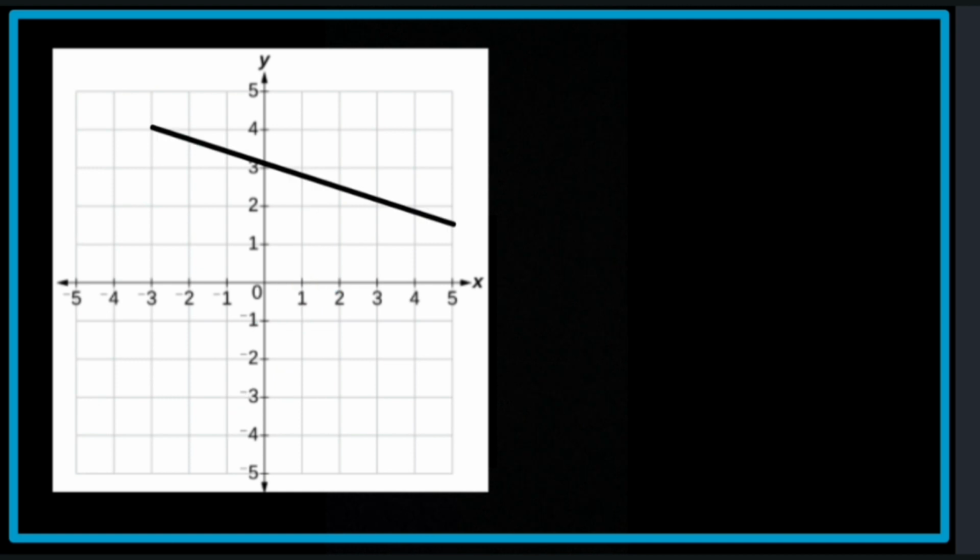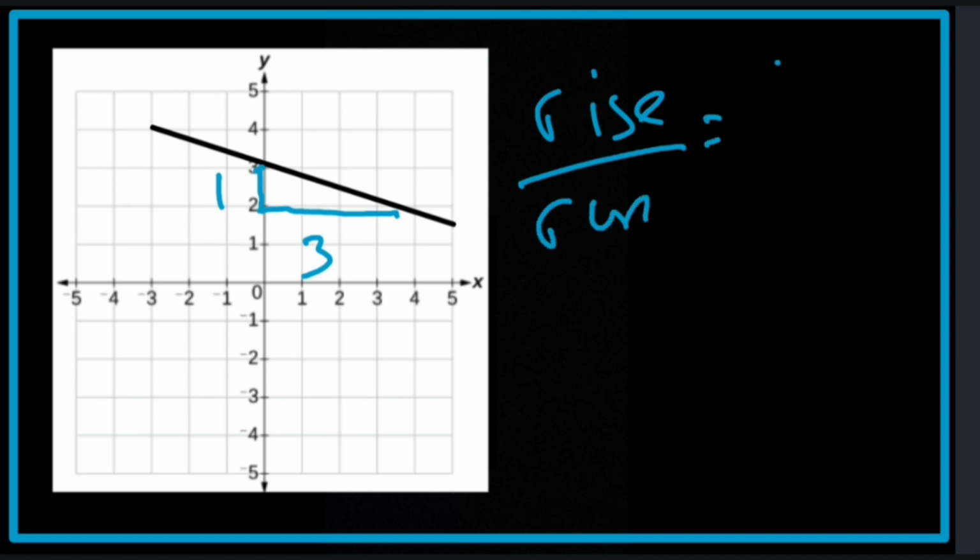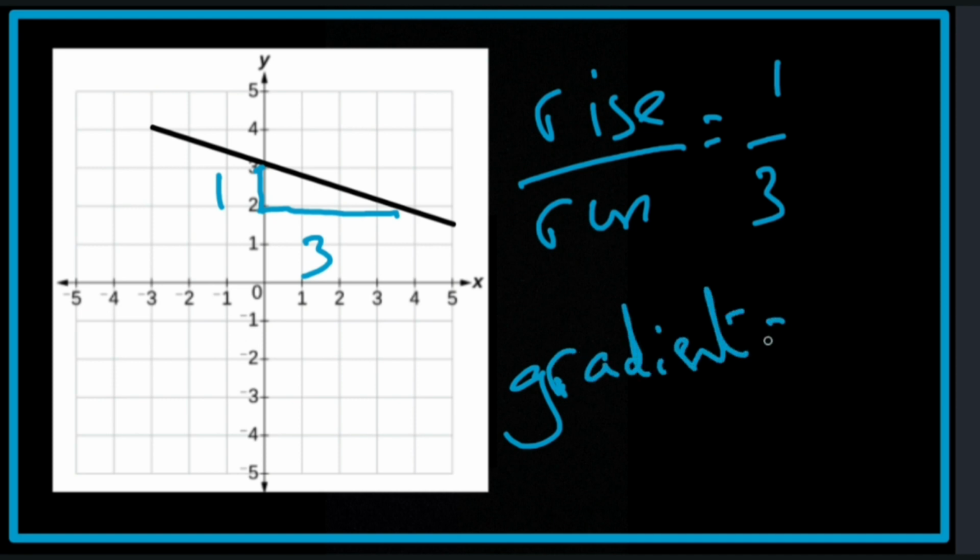And if you can see with this line here, it's going the opposite way. So the gradient is going to be negative. Let's take the starting point. It's going to go down and along this time. 1, 2, 3. So it's 3 along and 1. So the rise over the run is 1 over 3. Which means the gradient is going to equal negative 1 over 3.